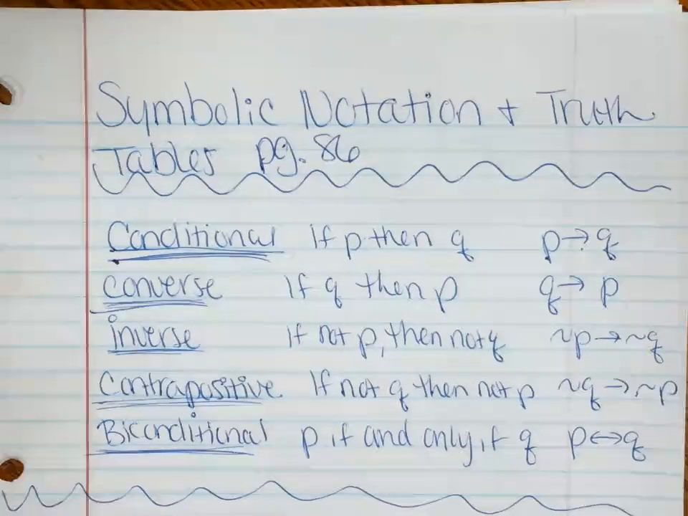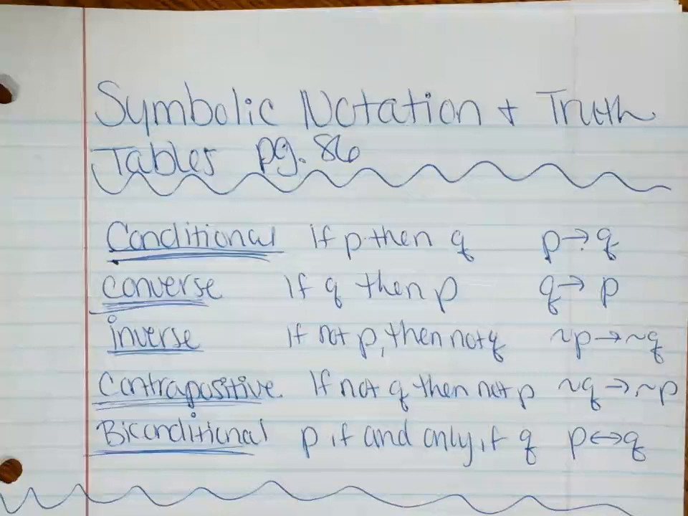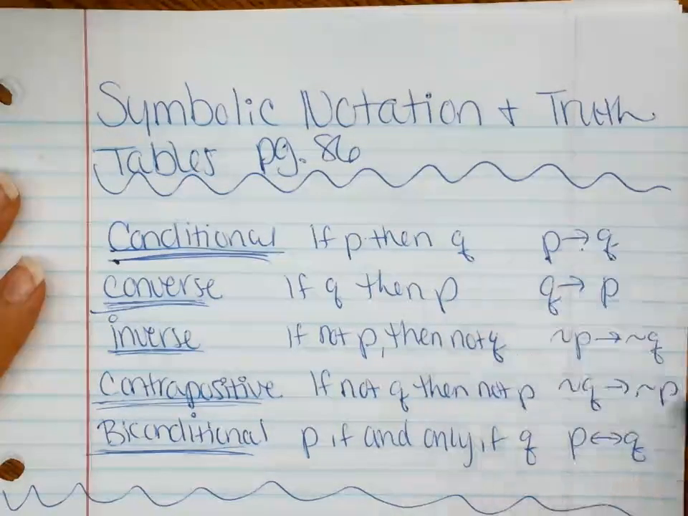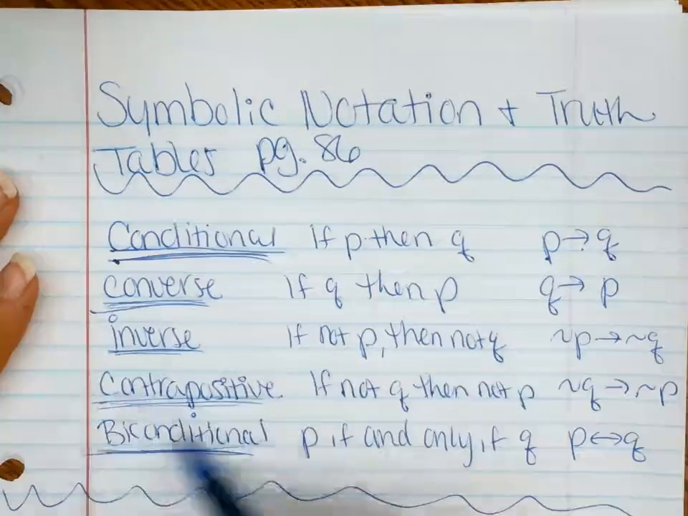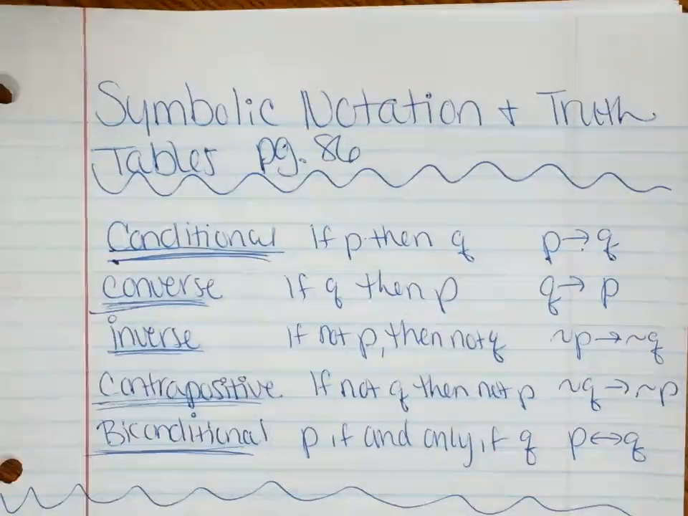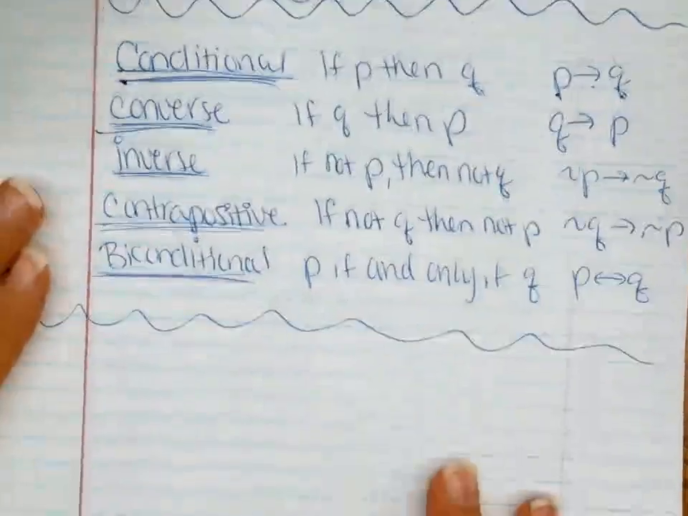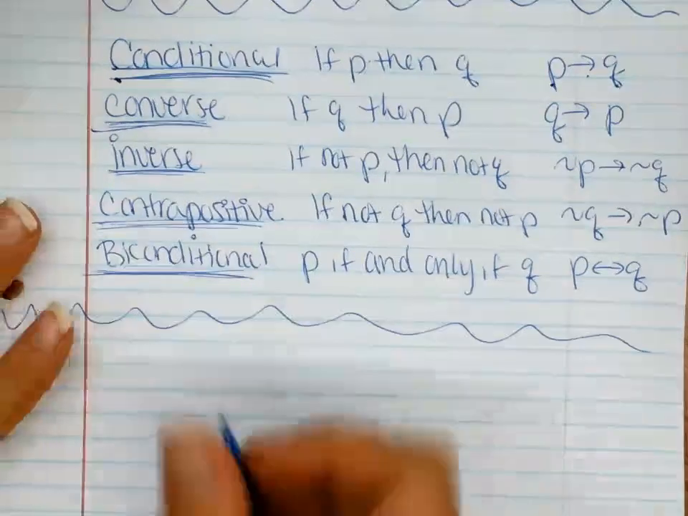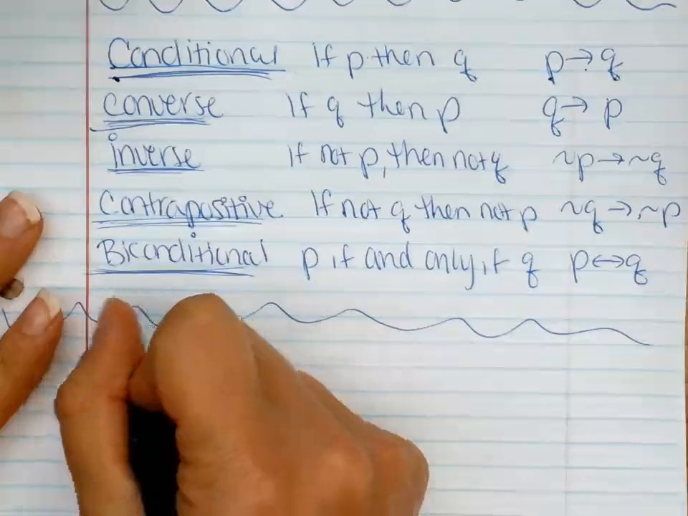So on tomorrow's quiz, on Monday, on your quiz on 2.1 to 2.3, you are going to have an extra credit, which is to write the symbolic notation for one of these. So if you know these, you should be able to get the extra credit. All right, so we are going to go over some truth tables.